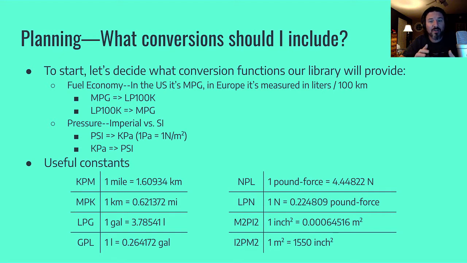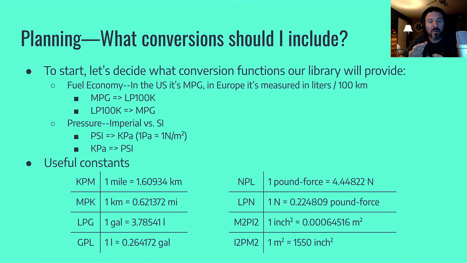One of the things I thought was interesting when I started researching this is that in the US, we typically refer to miles per gallon, focusing on the distance you travel on, say, a gallon of gas, whereas in Europe, it's measured in liters per 100 kilometers, which focuses more on the amount of fuel used and standardizes the distance of travel. So I'm going to have one function that does miles per gallon to liters per 100 kilometers, and then I'm going to have a function that converts liters per 100 kilometers into miles per gallon too.